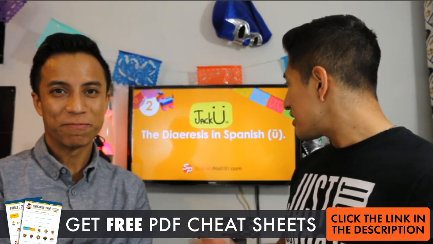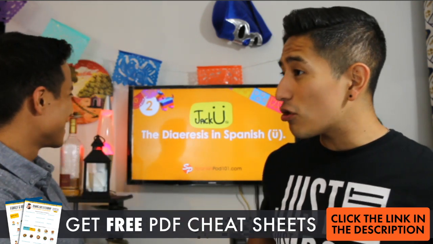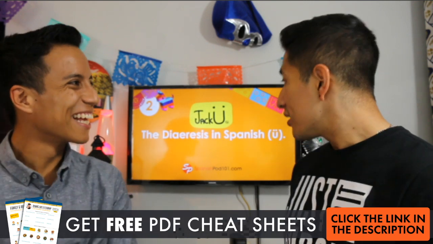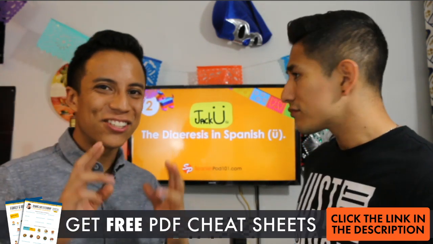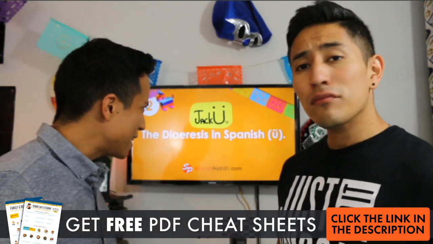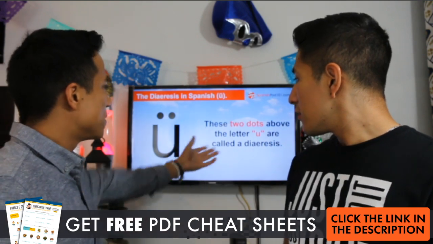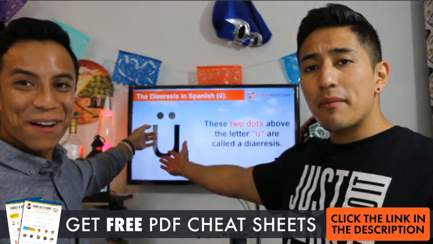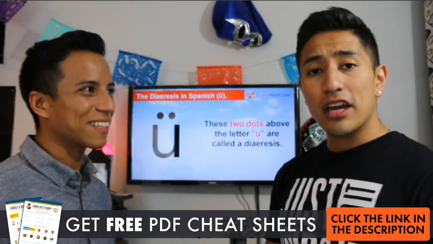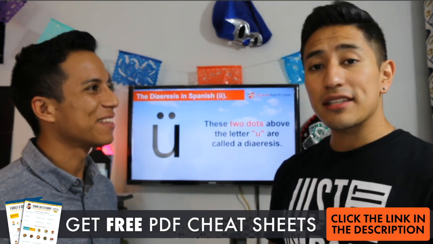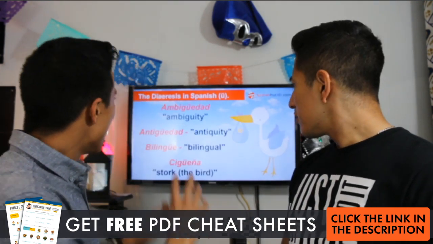So let's continue with what is the dieresis in Spanish, or as you call it also in German, the umlaut. So these are the two dots above the U. Let's check when we are going to find it. This is the happy face, remember, the two dots above the U. These are called dieresis. So where do we find them?